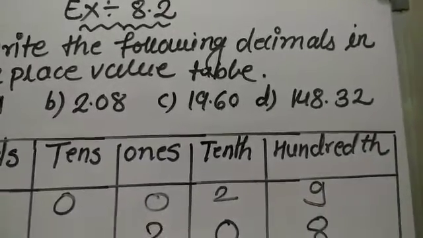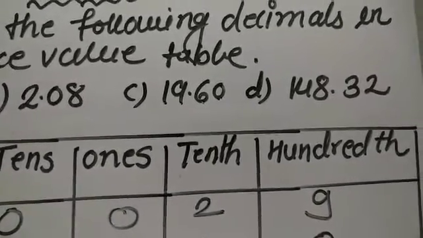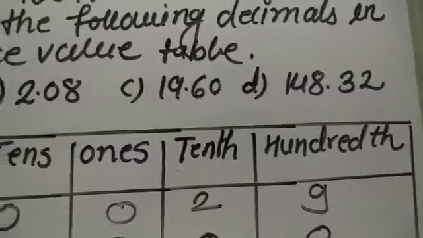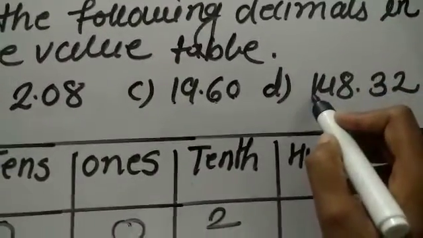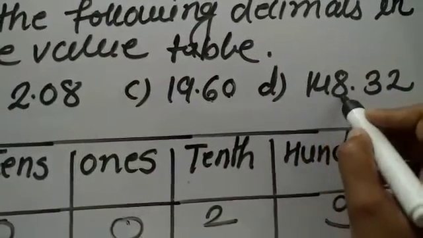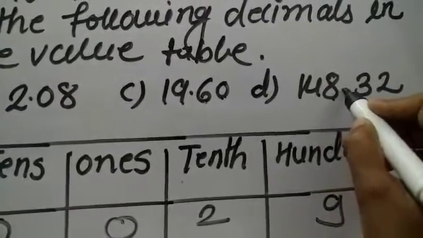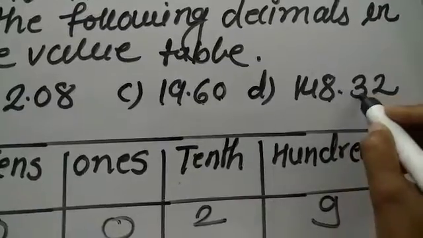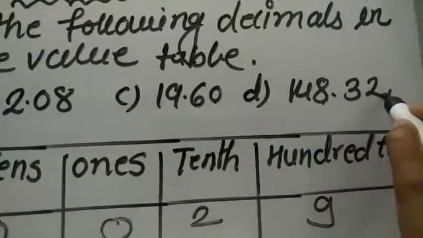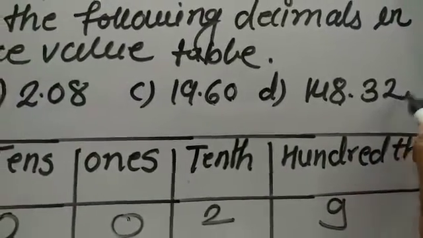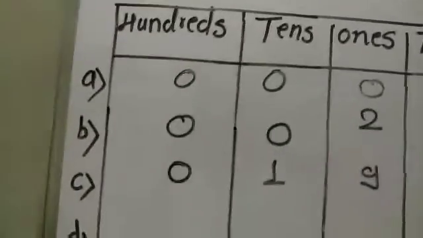Then the last number is 148.32. Now this is the 100th place, this is tens, this is ones. Now there is a decimal point after the ones place, and after the decimal point the place will come 10th and after 10th the place is 100th. So you can write like this.